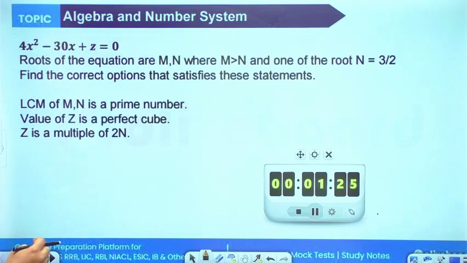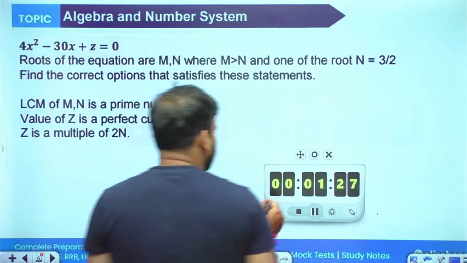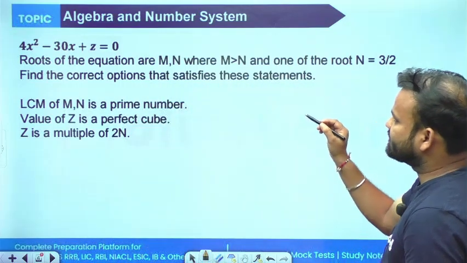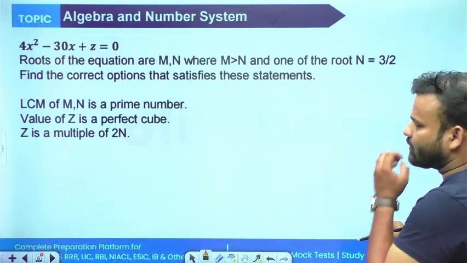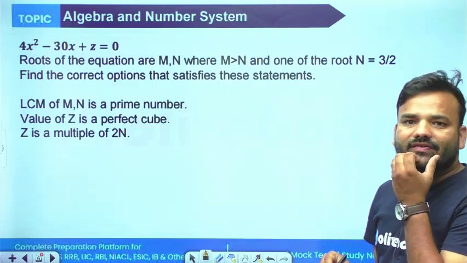Clear? So let's do this. So there is a quadratic expression. A quadratic expression is given. Roots of the equation are m and n, where m is greater than n. Roots of the equation can be written as alpha, beta, or m and n.